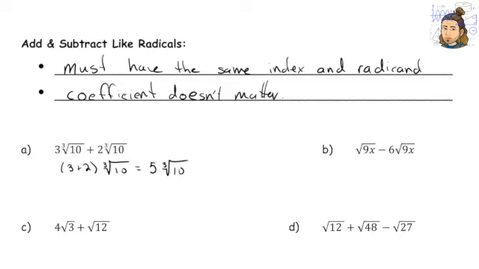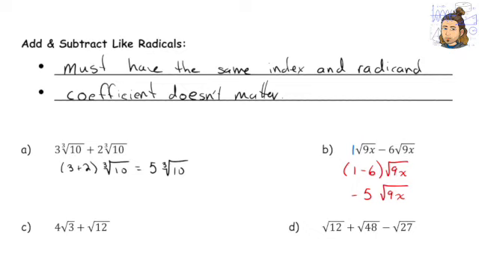So we look at this next example. Here we have, there's an invisible 1 out front, 1 square root of 9x minus 6 square roots of 9x. And so we can look at this as 1 minus 6 times the square root of 9x. That's going to give you negative 5 square root 9x. So we really can just add or subtract those coefficients when the radicals match.